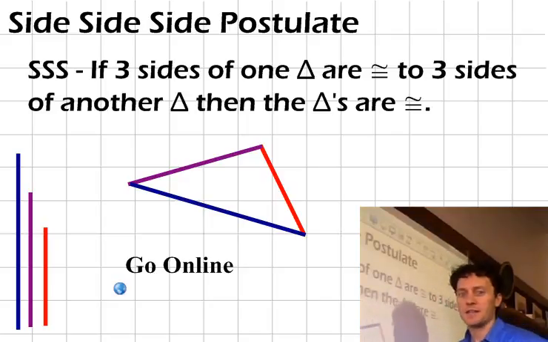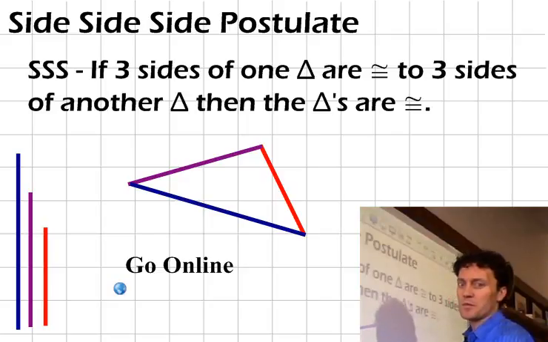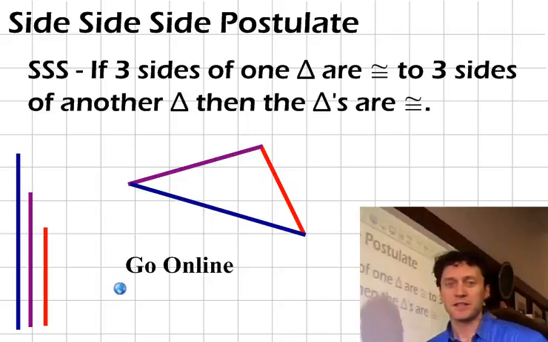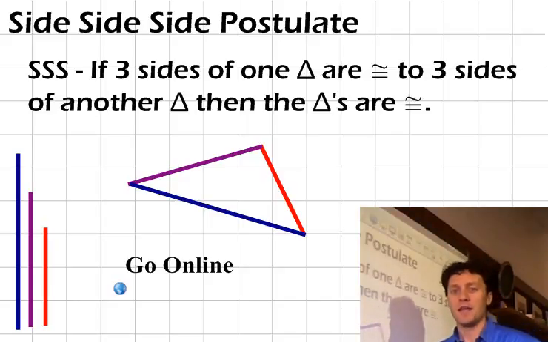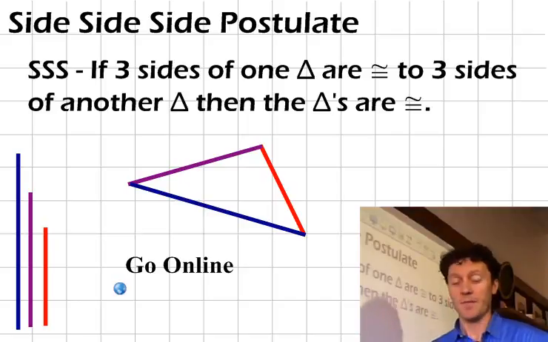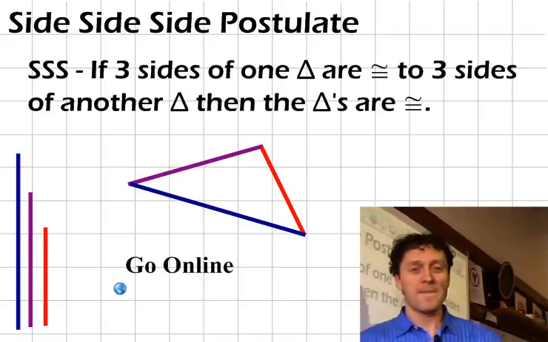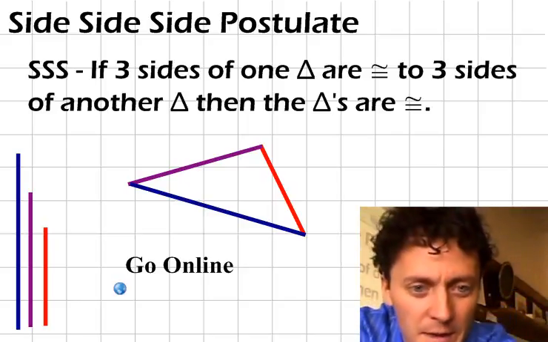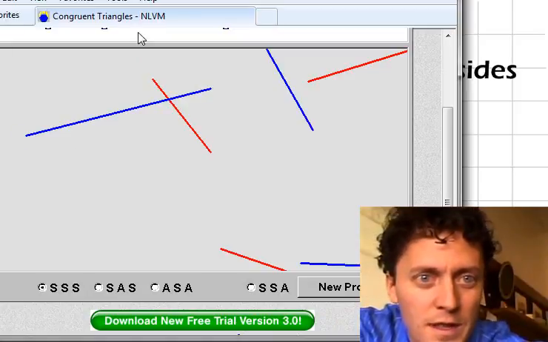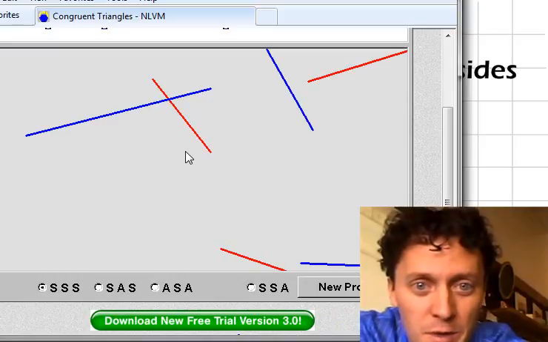So here I've got these 3 lines, one's in red, one's in purple, and one's in blue. And as long as I keep making triangles from these 3 lines, they are always going to end up being the same size, and with the same angle, so they'll be congruent. Now, if you don't believe me, I'm going to go to the National Library of Virtual Manipulatives. You can look this up online.